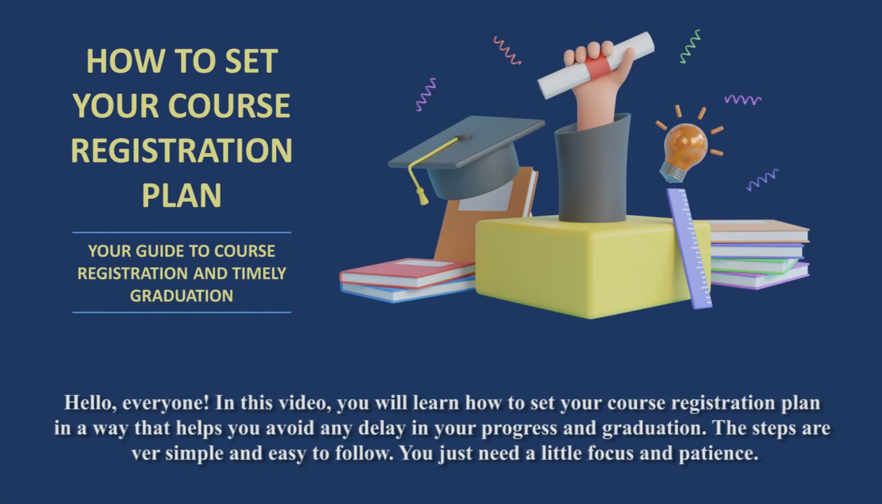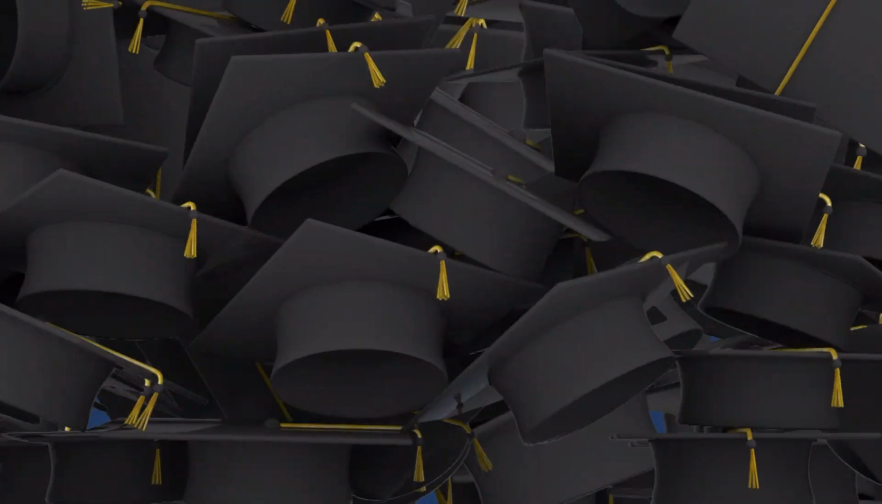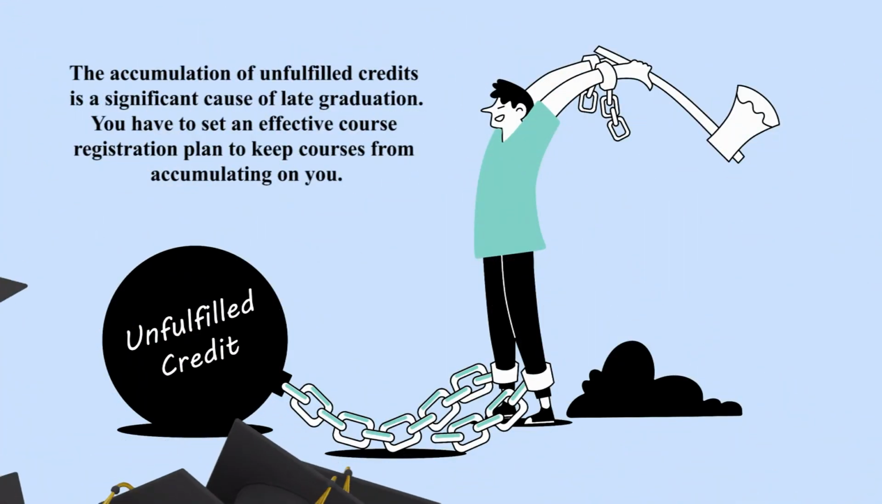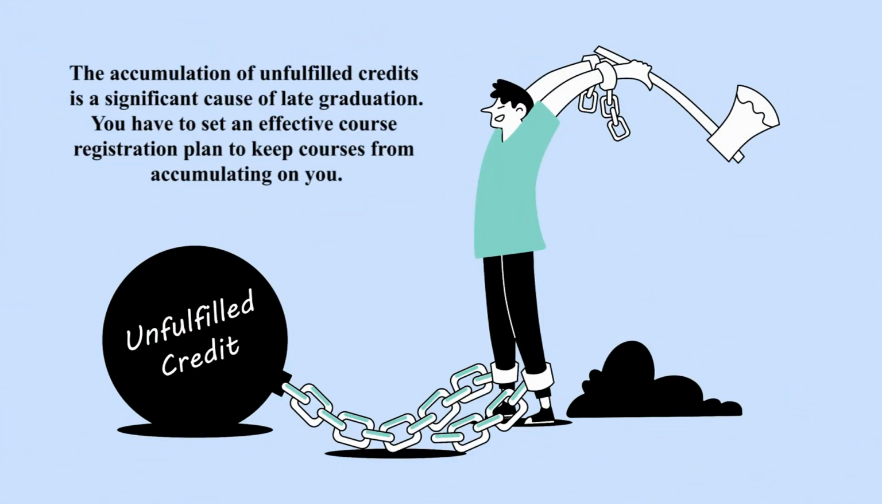In this video, you will learn how to set your course registration plan in a way that helps you avoid any delay in your progress and graduation. The steps are very simple and easy to follow. You just need a little focus and patience. The accumulation of unfulfilled credits is a significant cause of late graduation. You have to set an effective course registration plan to keep courses from accumulating on you.